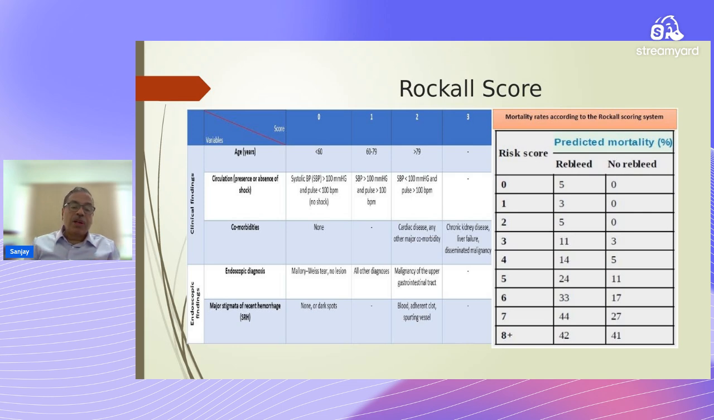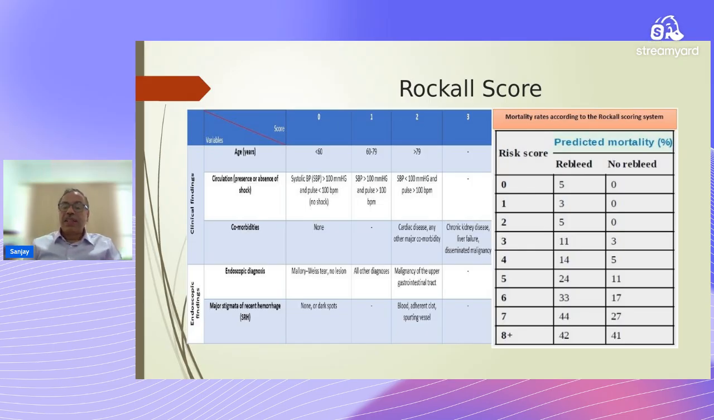Major stigmata of recent hemorrhage. If there is no major stigmata of recent hemorrhage, or even dark spots, it would be given Rockall score 0. And if you see major stigmata of recent hemorrhage, like a spurting vessel or adherent clot, then it would be Rockall score 2. And based on that, you can predict the mortality and the risk of rebleeding.